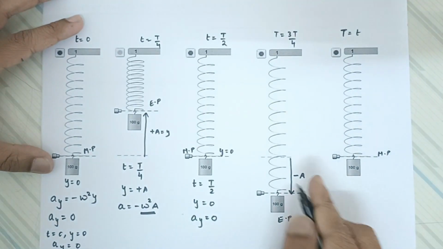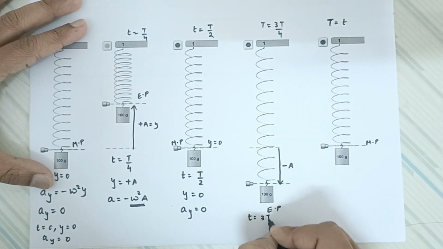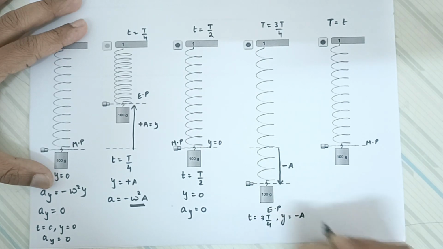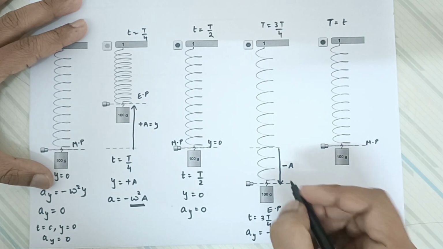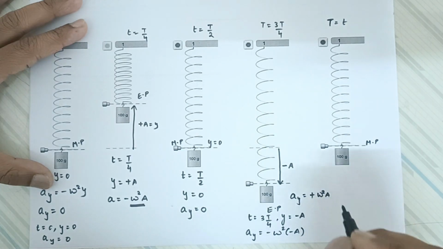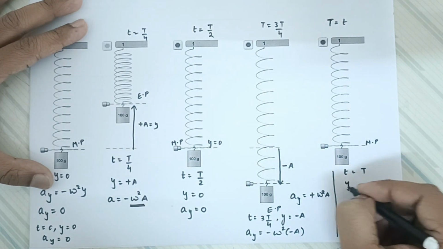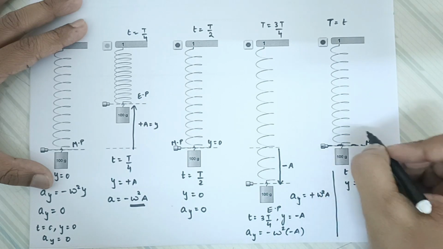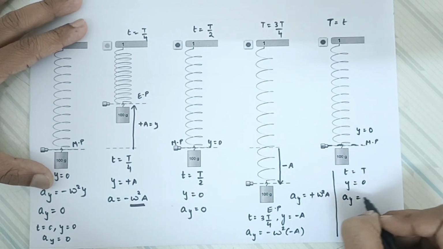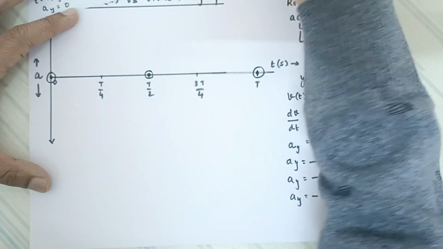Now what happens over here? At time 3T by 4, the displacement is negative a. So acceleration along y is minus omega square times y, and y is minus a. So I am going to get the value of acceleration as plus omega square a. I am not going to plot this, you will understand. Now the last point, at time capital T, y is 0, because the object is at mean position, displacement 0, so again acceleration is going to be 0. So these are 3 easy points.